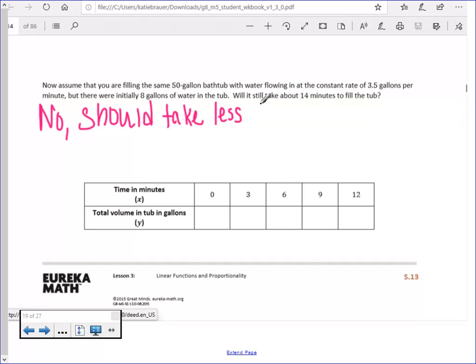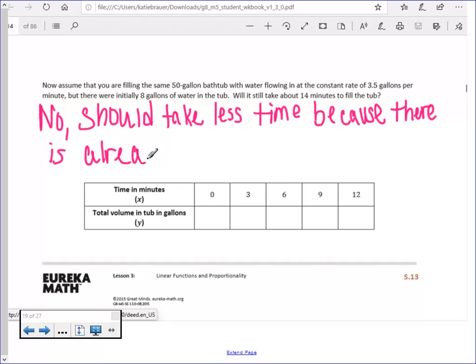Yeah, I don't know what the deal with that is. Should take less time because there is already water in the tub. I don't know. I don't really want to think about that. Maybe they turned it on earlier and had to go fix dinner for their kid, and then they just had it in the tub.